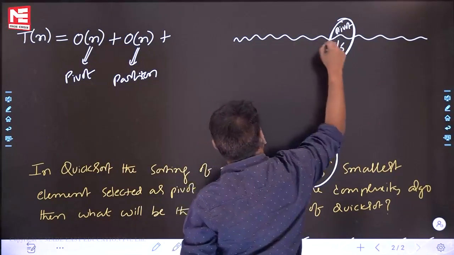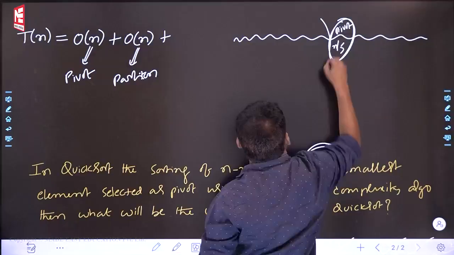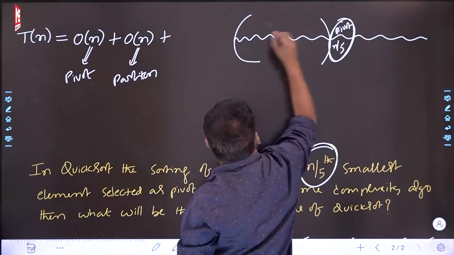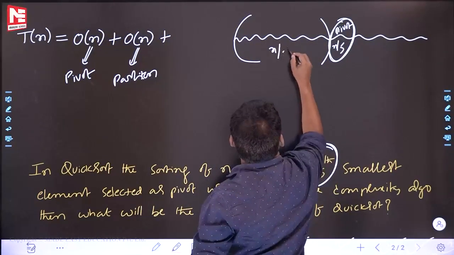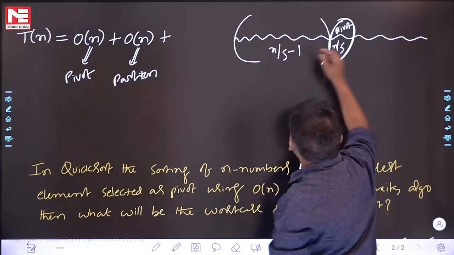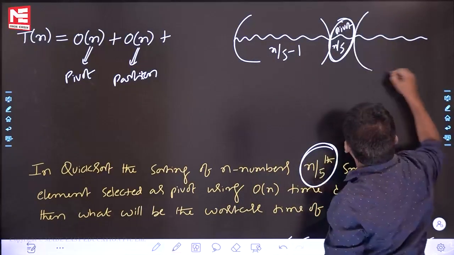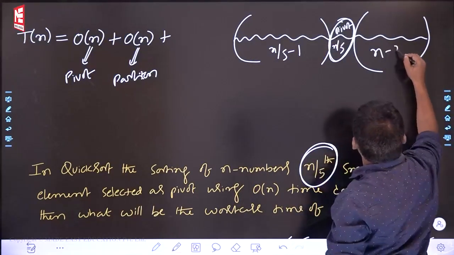If the pivot element goes to the n by 5th place, how many are on the left? From here to here is n by 5. Here it is n by 5 minus 1. And here, how many? See this one. From here to here, n by 5 remaining. What is the answer? n minus n by 5.